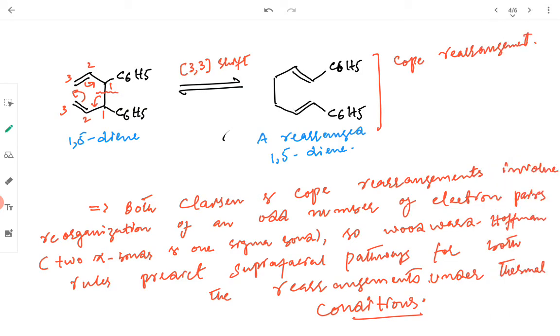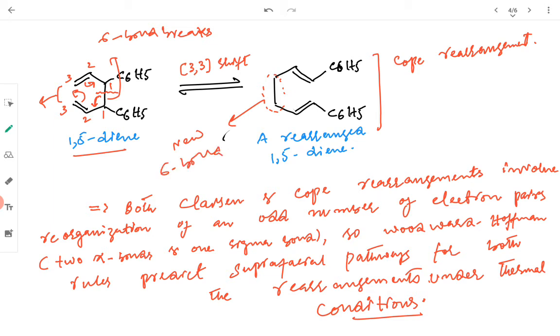Now we'll see the example of a Cope rearrangement. It's a 1,5 diene, right? So what happens, this sigma bond breaks. I have shown the circular movement of electrons. This sigma bond breaks, so it will go here, it will go here, and this will go here. Means you have a new sigma bond here. So this is the new sigma bond which is formed.